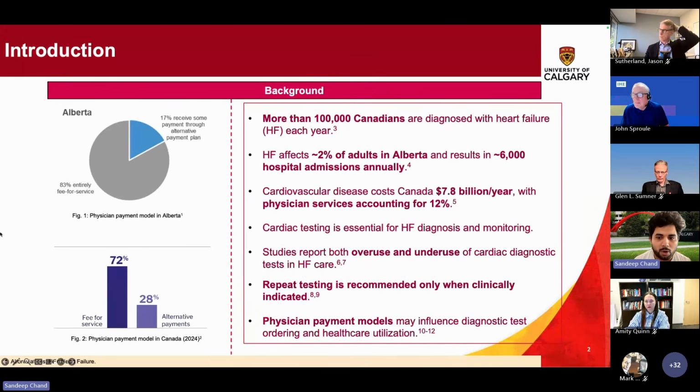Now look at how we pay those physicians. About 83% of Alberta doctors are paid entirely fee for service. They bill for each service provided. Nationally, about 72% of physicians work that way. The main alternative is salary, a set amount regardless of volume. This matters because physicians' decisions may influence up to three-quarters of what our health system spends.